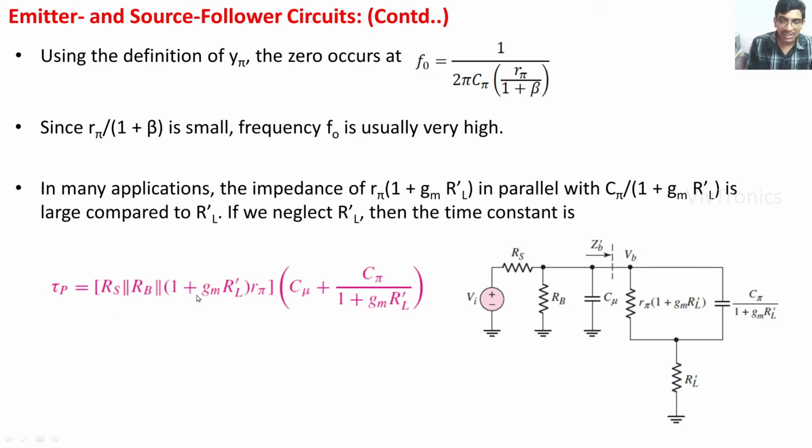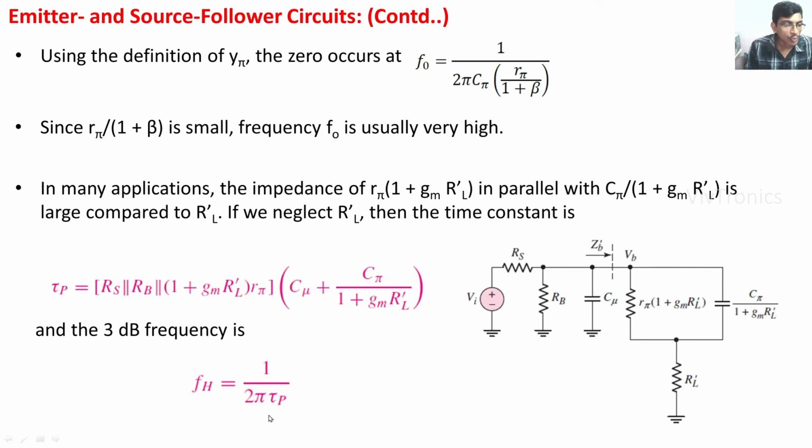Okay, when we are calculating the time constant, we will zero the Vi. Therefore, this Rs is in parallel with Rb resistance, and this parallel combination is in parallel with 1 plus gm RL dash into R pi, and the capacitance in parallel here is C mu plus C pi divided by 1 plus gm RL dash, because C mu and C pi by 1 plus gm RL dash are in parallel combination.